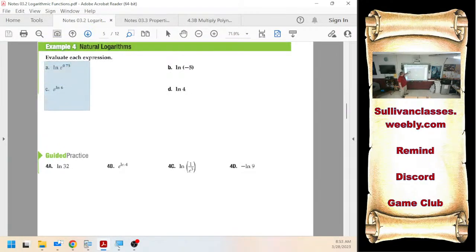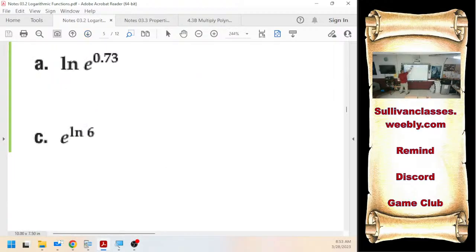Okay, now they're going to switch over to ln. Natural log doesn't change the properties. The properties are still the same. This is a base e and a base e. So e to what power makes e to this power? 0.73. e to some power is going to make 6. Okay, take e to that power. I'm just going to get 6.